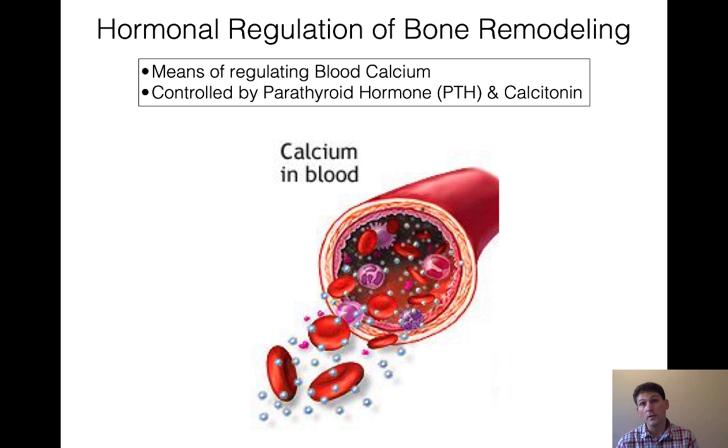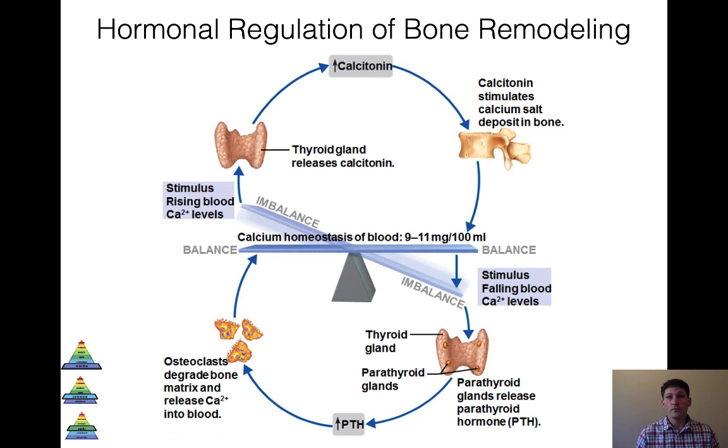Then we have calcitonin that's being released from our thyroid glands. The parathyroid glands are on the thyroid gland, and that's right up here in our neck. Now, if we look at hormone regulation of bone remodeling, we can also call it calcium homeostasis.